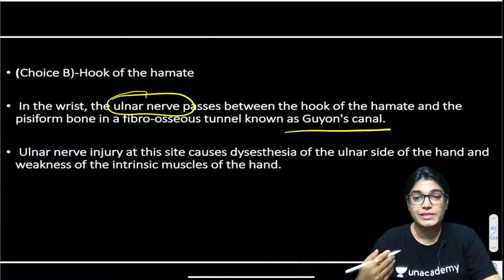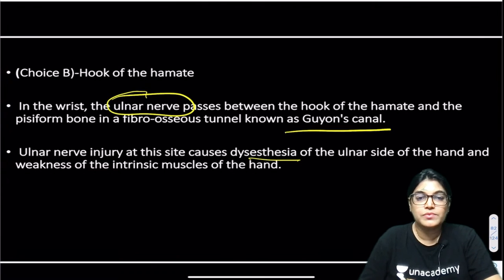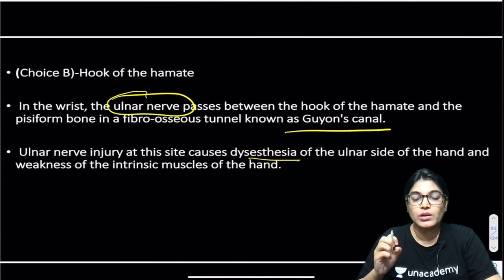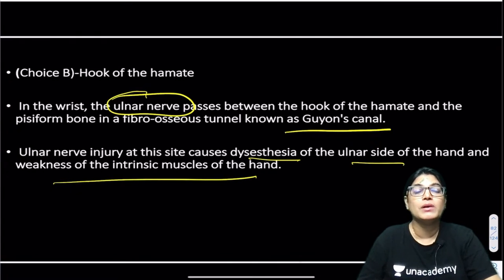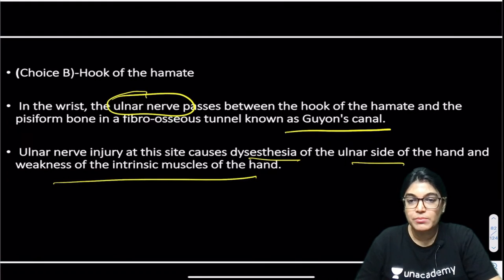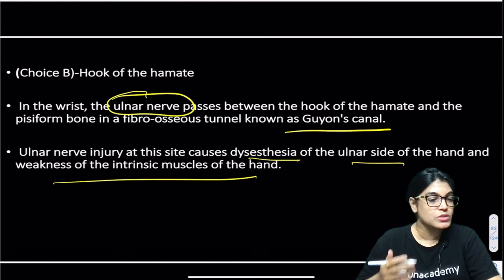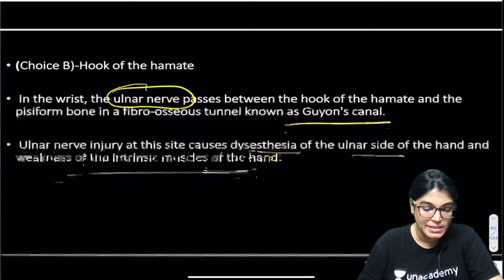If the ulnar nerve is involved, the presentation of the patient will be dysesthesia, meaning loss of sensation, slightly irregular anesthesia on the ulnar side, and the muscles which are paralyzed are the muscles of the hand, that is, the intrinsic muscles of the hand. So this was not the presentation of the case in the MCQ which has been presented.